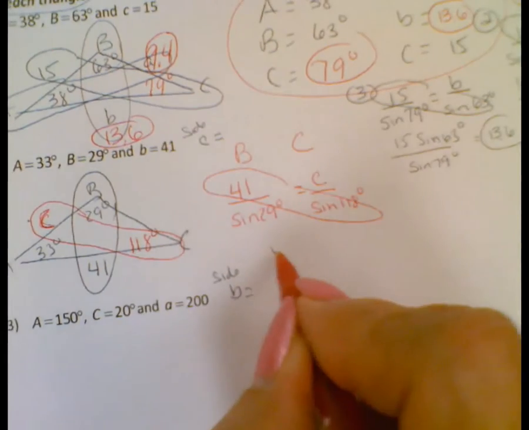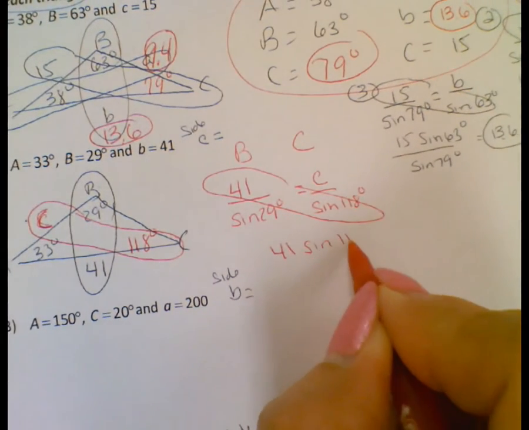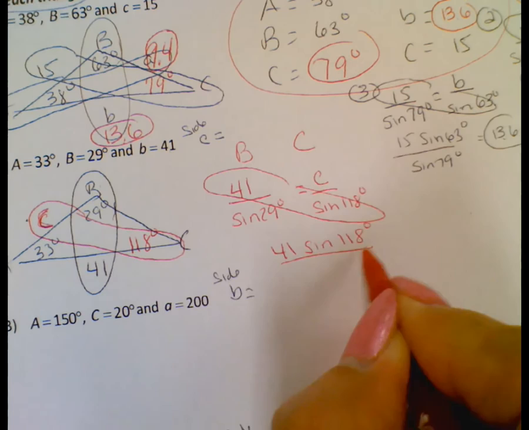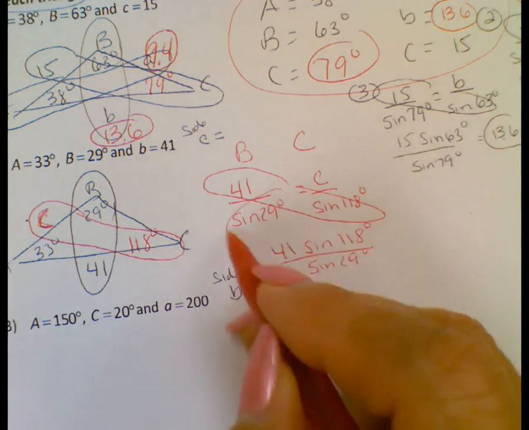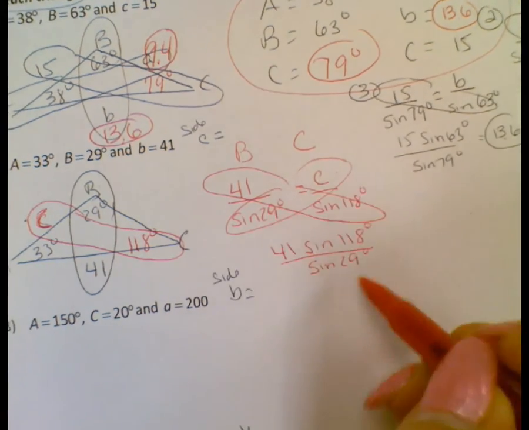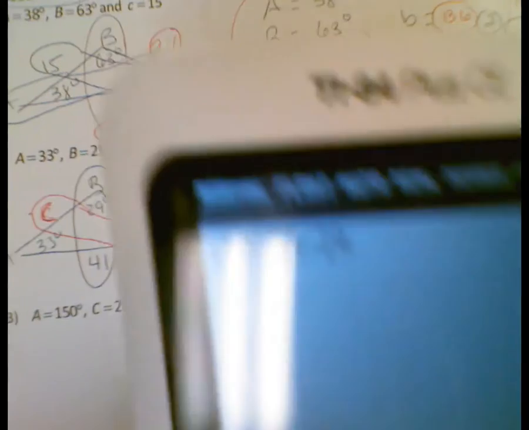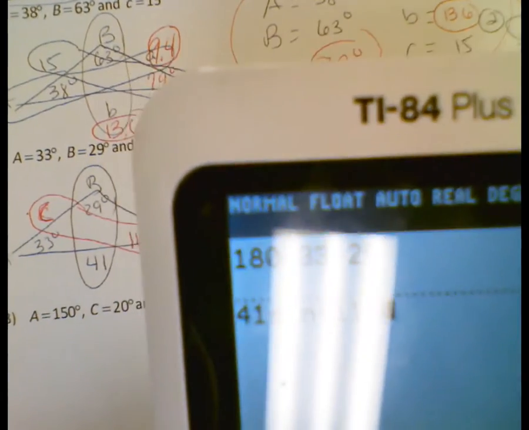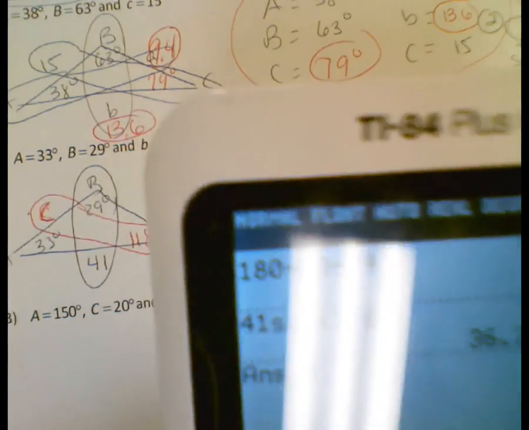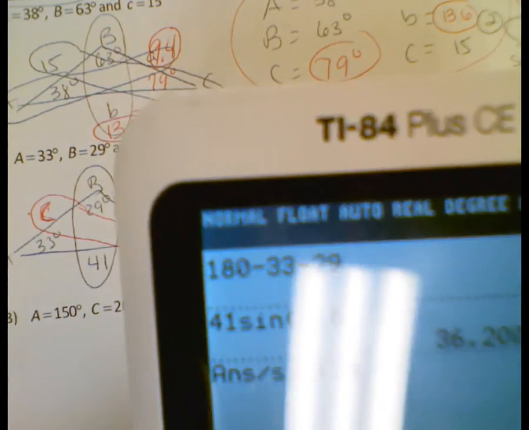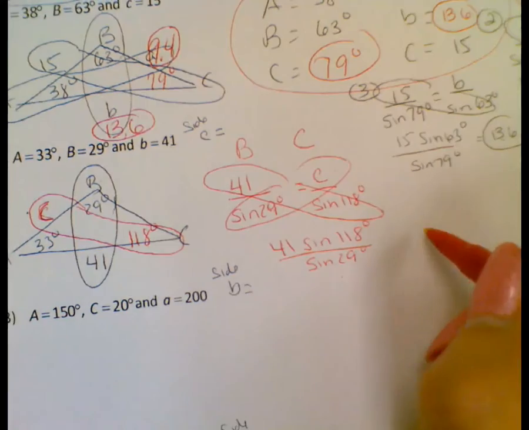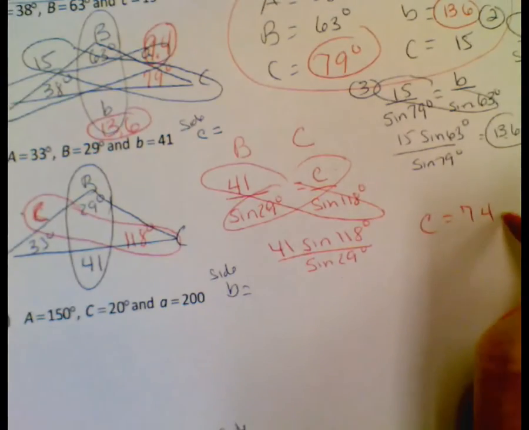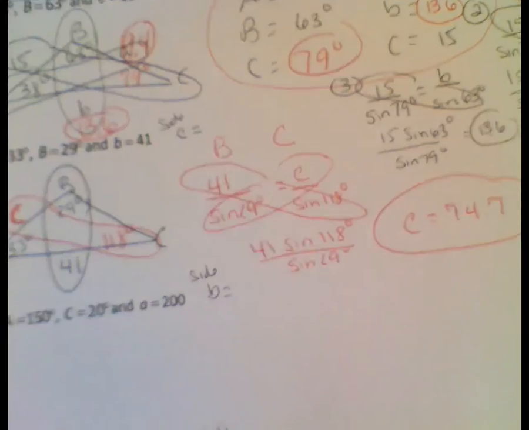Cross multiply: 41 times sine of 118 divided by sine of 29, because that's the one across from the letter. The one across from the letter is the one you divide by. So it's 41 sine of 118, close that parenthesis, divided by sine of 29. 74.7. So side C is 74.7, and that's your answer.